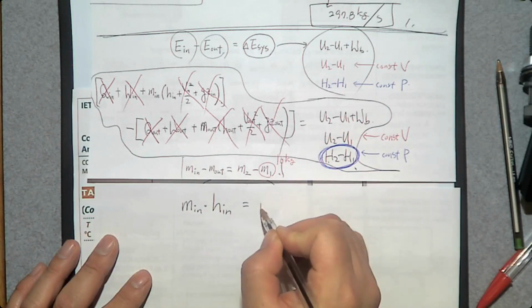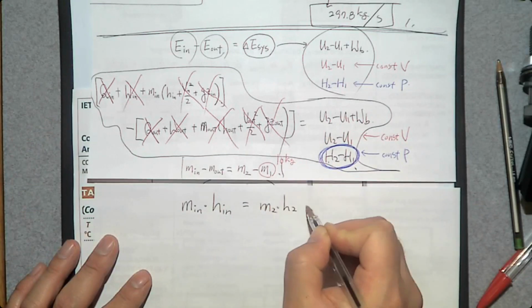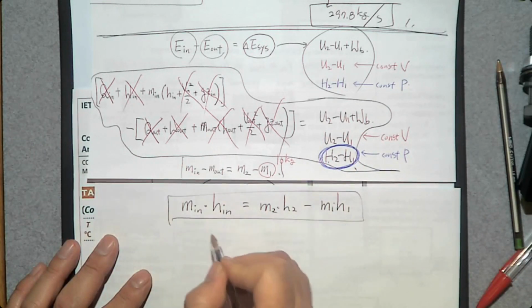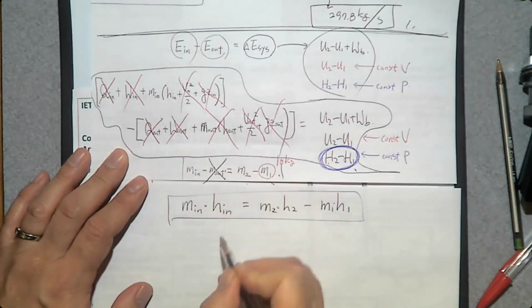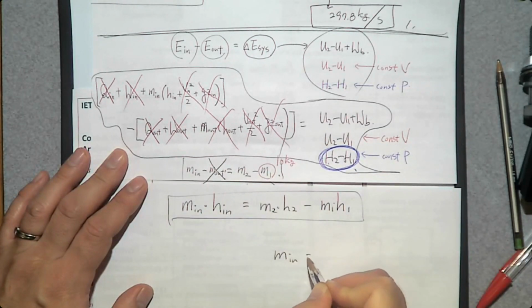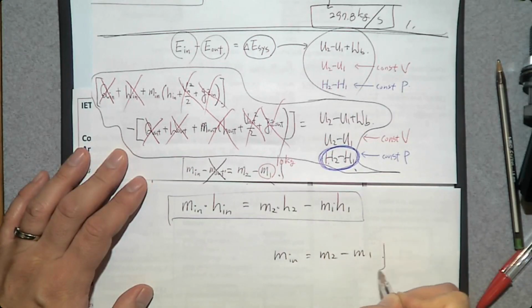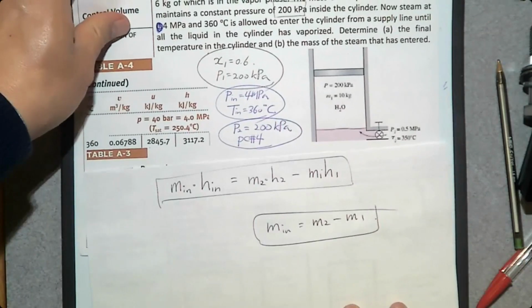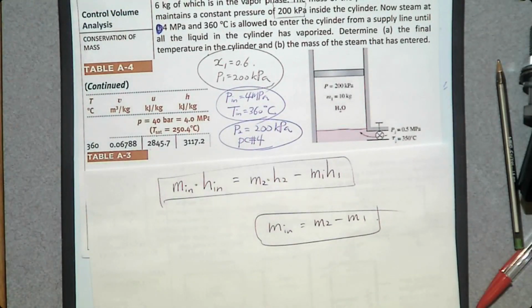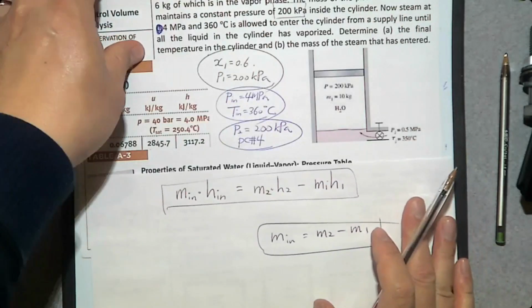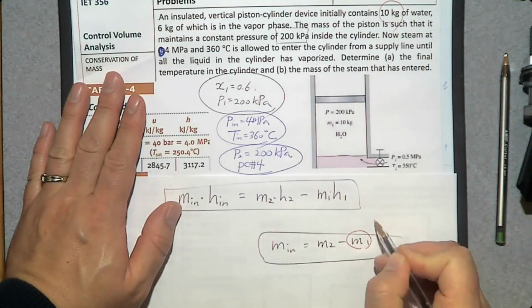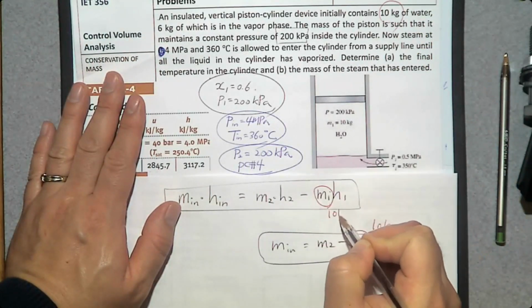How do we determine H2? M2 H2. How do we determine H1? M1 H1. So this is the energy balance equation. The mass balance equation, there's no M out, so it is M in is M2 minus M1. So this is the mass balance. Then let's see, what do we know? We know the initial mass, 10 kilograms, and the final mass is also 10 kilograms plus M in.